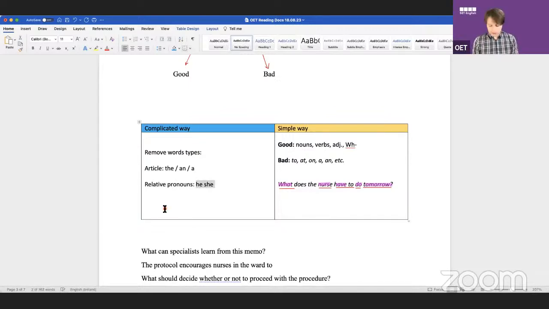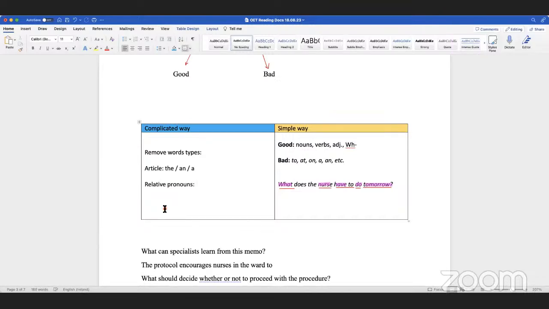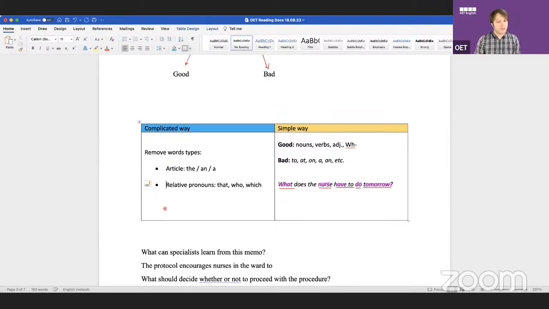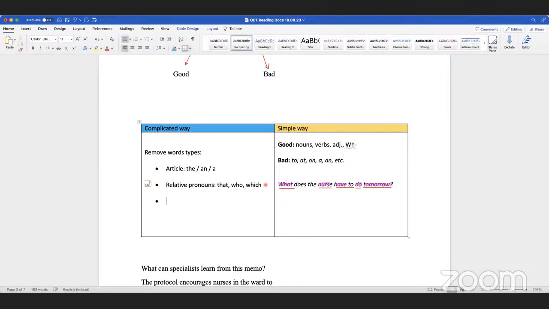That's a pronoun. But a relative pronoun, what's a relative pronoun, guys? That, this, who, which. We can usually remove these because you can get the meaning from the context. You don't actually need those words. Okay. What else can we remove? Does anyone know? Can you see my class?